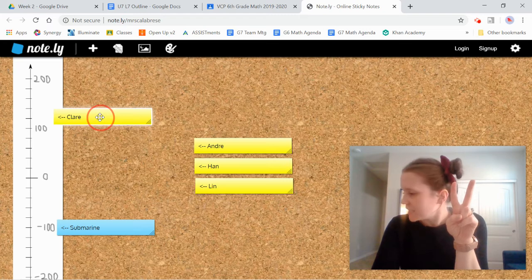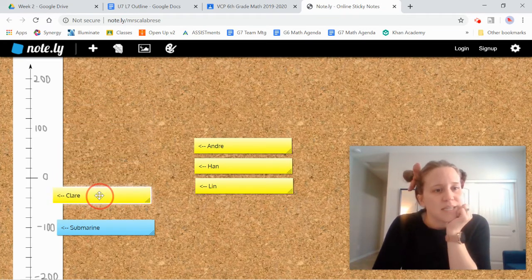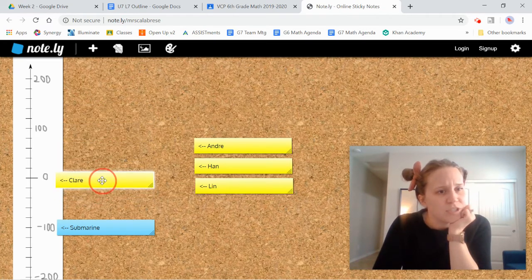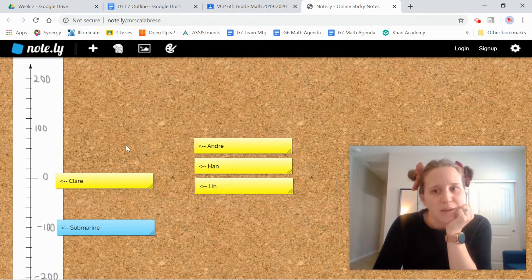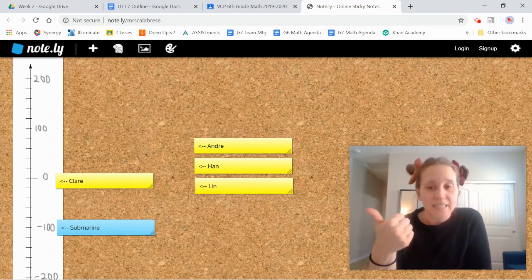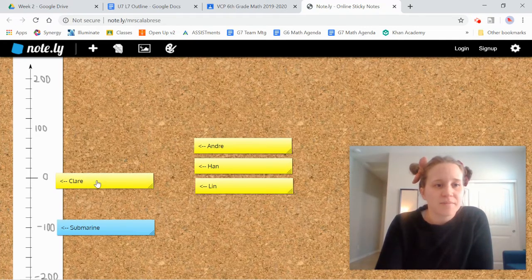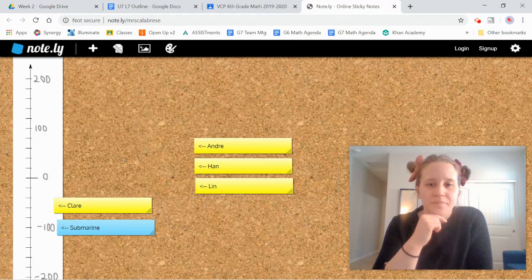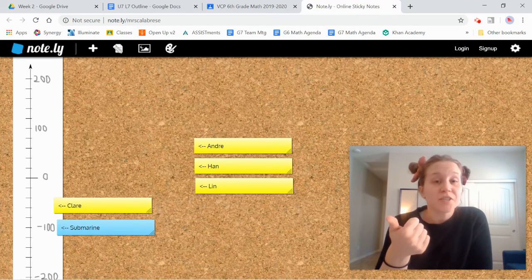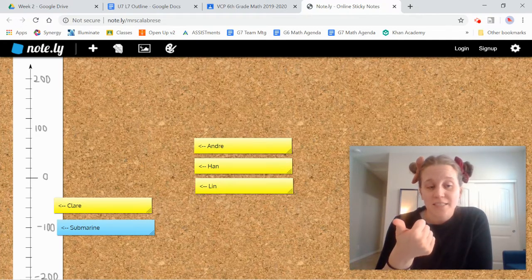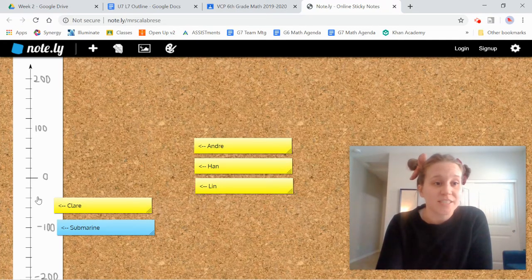The second condition said farther from sea level than the submarine. So let me drop her here. Maybe she's just floating, swimming just under sea level. Is her elevation greater than the submarine? Yes. Is she farther from sea level than the submarine? No. So this can't be Claire's location, right? Can she be here? Nope, she can't be here. She is greater than the submarine's elevation, but she is not farther from 0. She's closer to 0 than the submarine. She's closer to sea level.